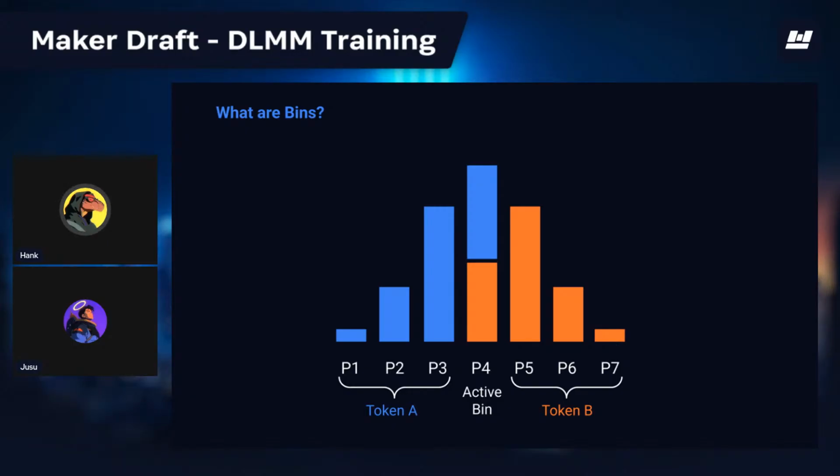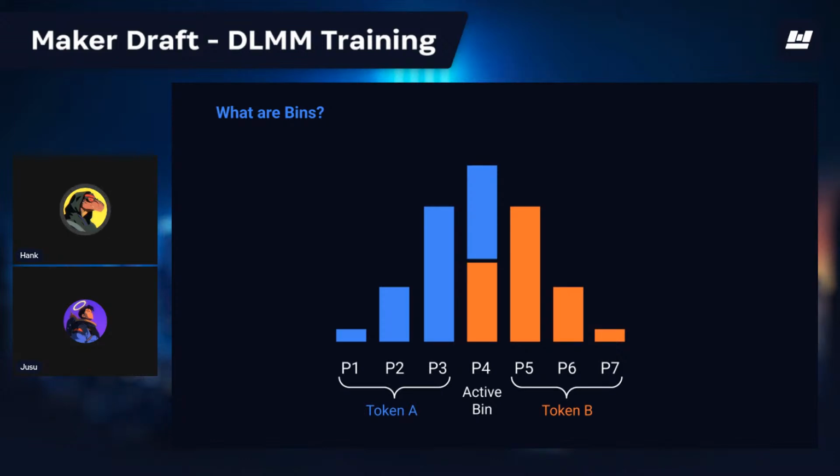Now, what are bins? You can see here on the left, you have token A and token B. As I said, they're like liquidity pools at price points. So this is price point 1 to price point 7, and for each price point there's a pool of liquidity. There's always only one active bin. This means that trading is right now at this price, P4. This is where trading happens, and as the trading happens, you will see this line going up and down. Let me see if this is in.